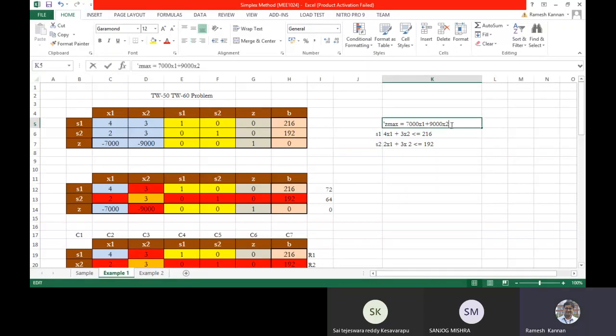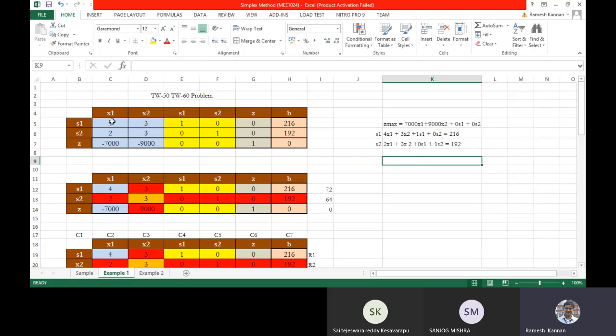Then we can add it in our objective function as 0S1 plus 0S2. To remove this constraint, we will be adding plus 1s1 plus 0s2, so 4x1 plus 3x2 plus 1s1 plus 0s2 equals 216. In order to remove this constraint, we will be adding 0s1 plus 1s2 equals 192. So this will be our modified form for the simplex table.